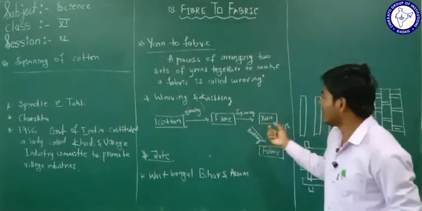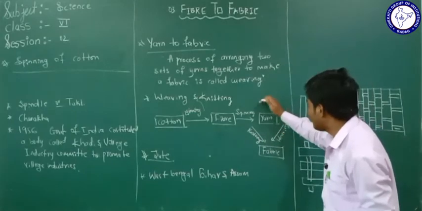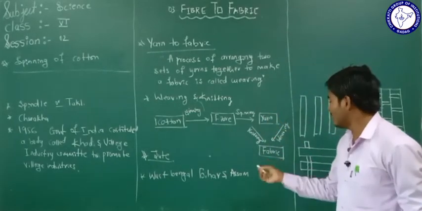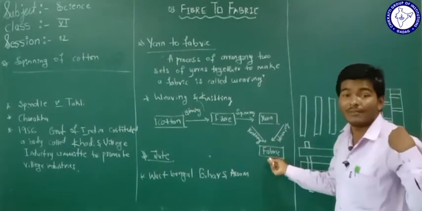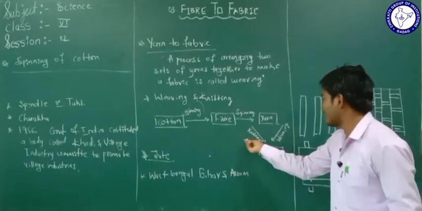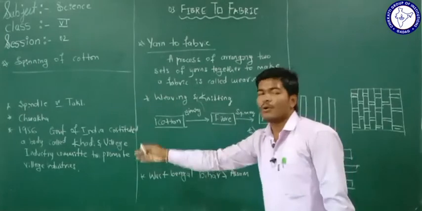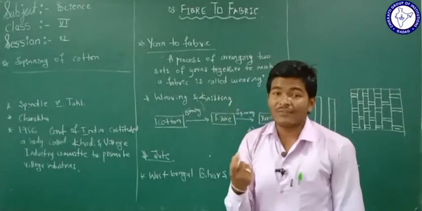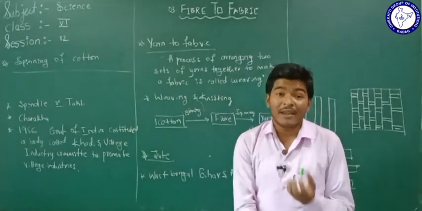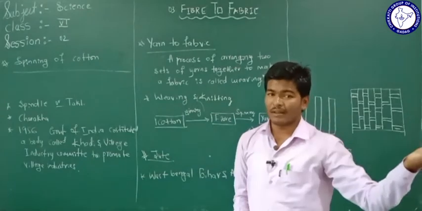Have you understood? Then next, after the conversion of the fiber into yarn, it is converted into a fabric, into a cloth, by the process of knitting and by the process of weaving. This is all about how cotton fabric is made from cotton, isn't it?